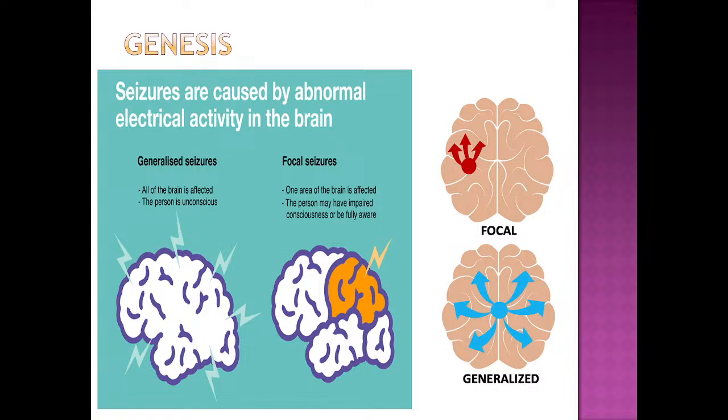So this is basically a very simple diagrammatic representation of how the electrical activity is in generalized seizure. Can you appreciate here? The entire brain, all parts of the brain, is affected. Okay, and the person is generally unconscious or has loss of awareness. Whereas in focal seizures, one particular area of the brain, one lobe of the brain or part of the lobe of the brain may be affected.